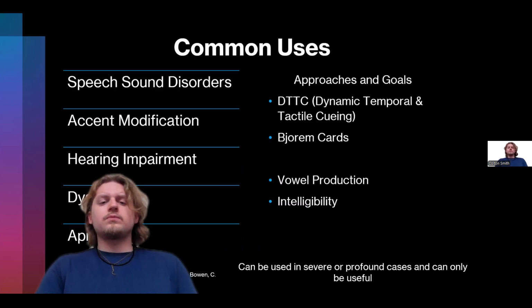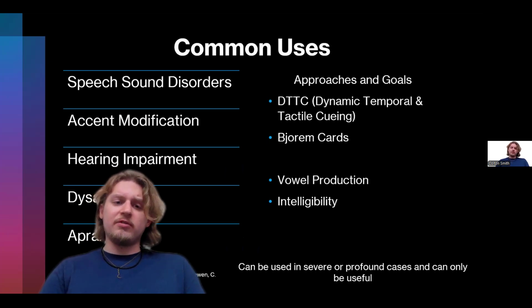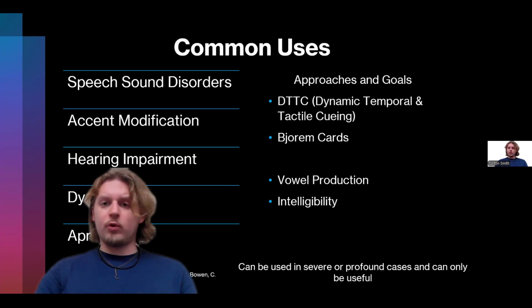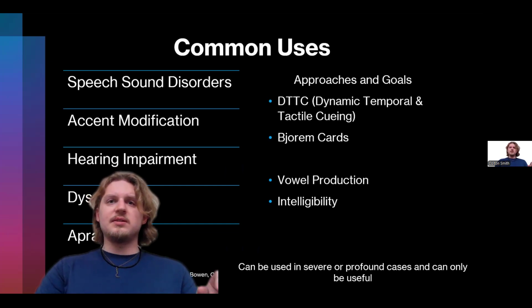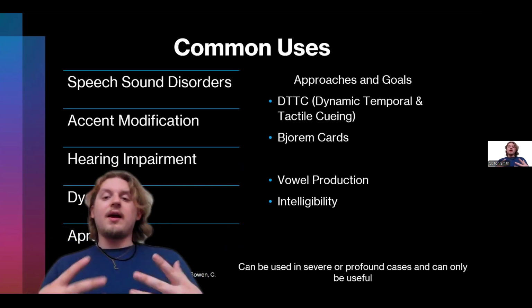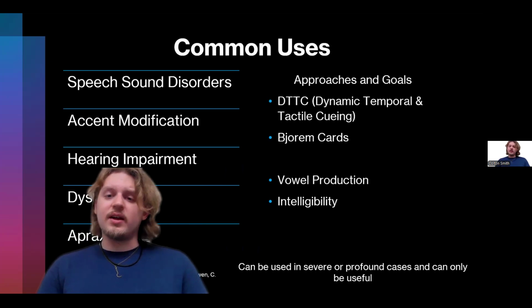Now, the common uses of vowel intervention are speech sound disorders, accent modification, hearing impairment, dysarthria, and apraxia. As all these have some form of speech or language disorder, vowels can be heavily affected, either in not being able to produce them or not being able to say them the way that they want to say it.